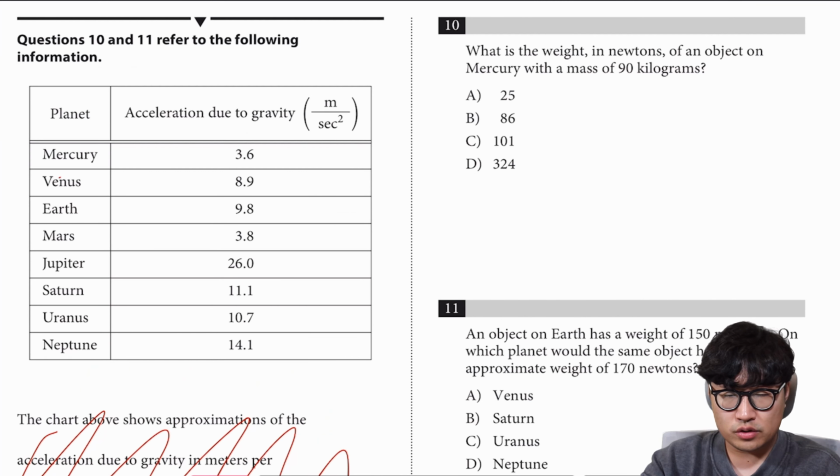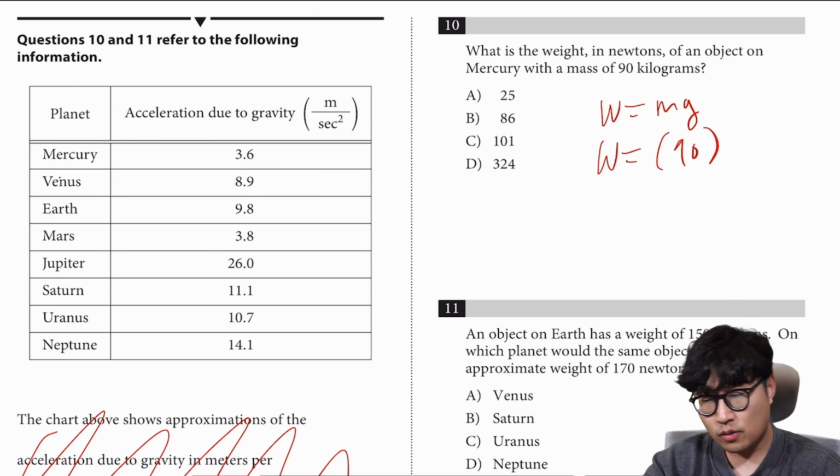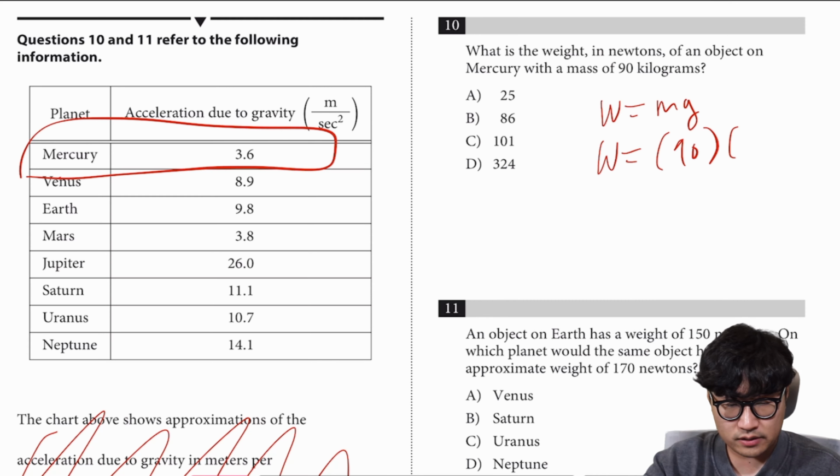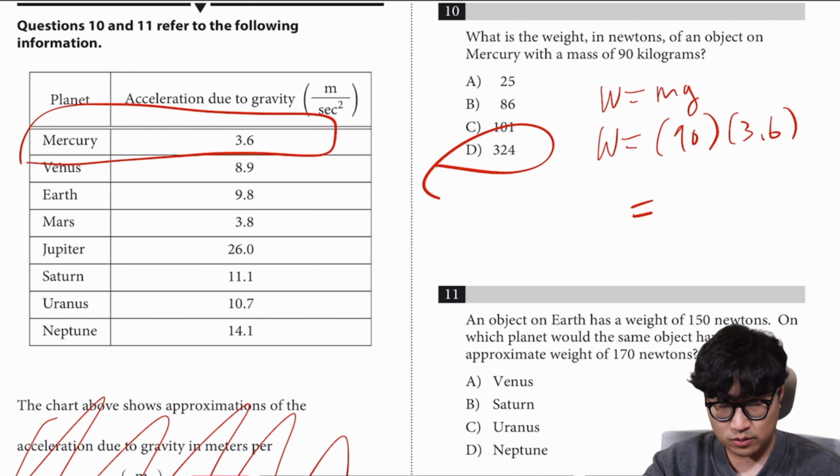What is the weight in newtons of an object on Mercury with a mass of 90 kilograms? W is equal to mg. So W is equal to mass 90 times, on Mercury, the acceleration due to gravity, 3.6. If you multiply that, it should be a little more than 270, because 90 times 3 is 270, but it's a little more than that. And the only answer choice more than 270 is 324.